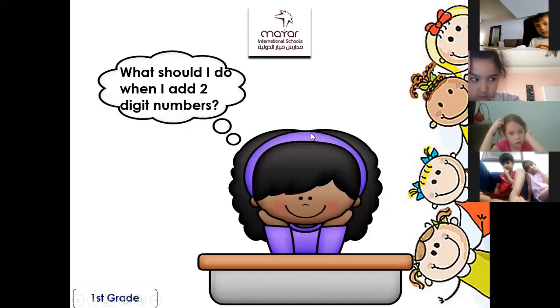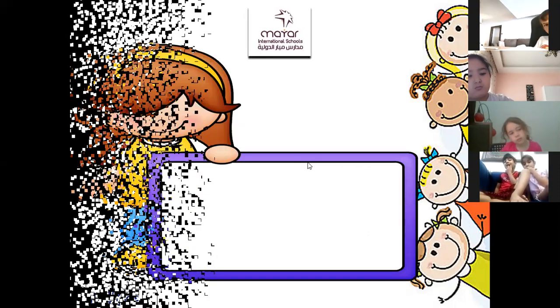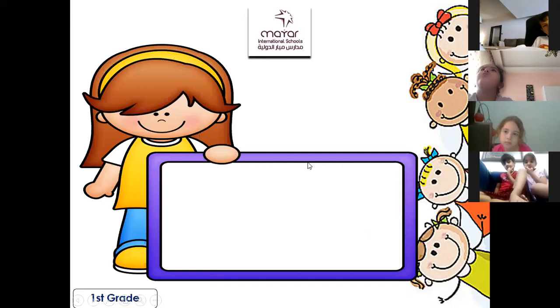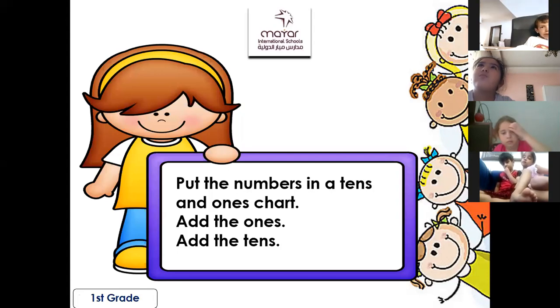Okay, so remember we said, what should I do when I add two-digit numbers? Who remembers? We said we make vertical addition, right? And we add them up. Let's look here. So when we add two-digit numbers, we put the tens in a chart and the ones in another chart. And then we add the ones and then we add the tens.